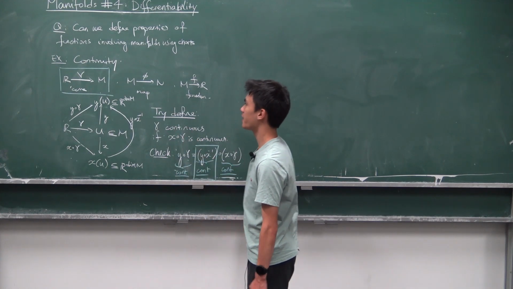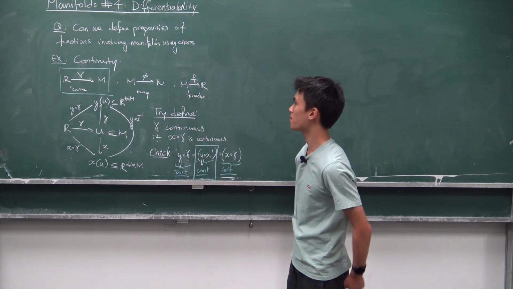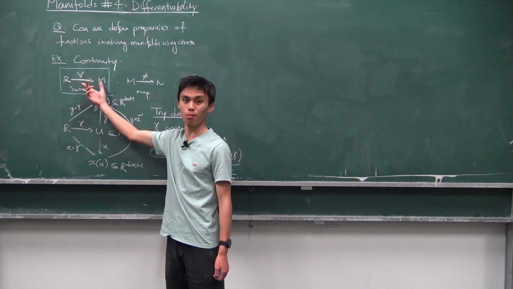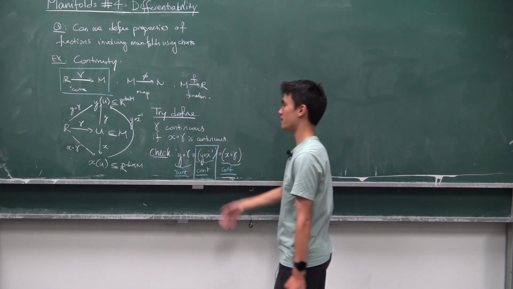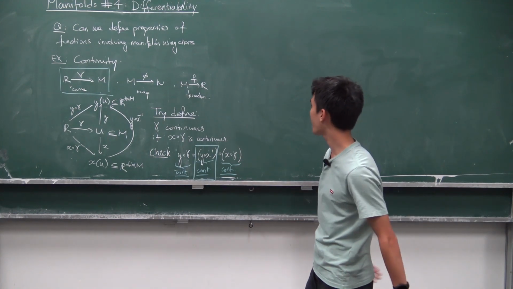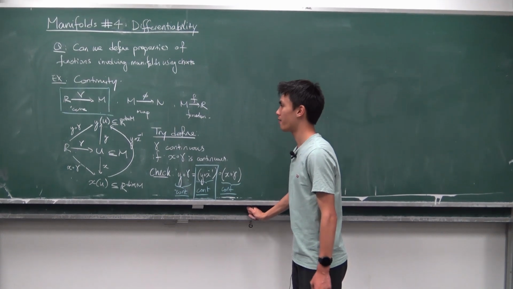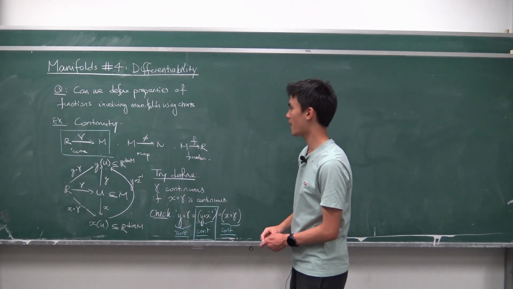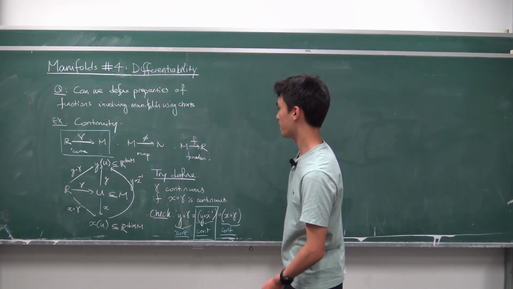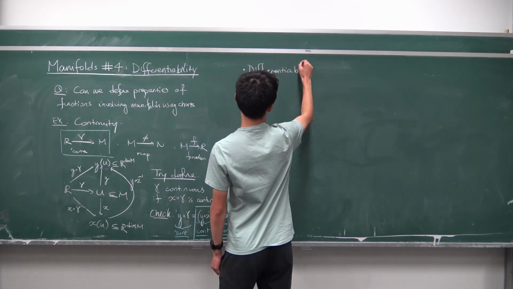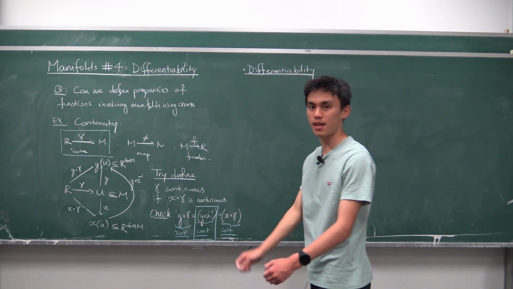Right, so it might seem a bit silly to define continuity in terms of charts because we already know what continuity means, because these are topological spaces. But this is the type of thinking that we'll need in order to define differentiability, which is what we'll do right now. So let's consider the exact same case now, but instead of continuity, we're going to take a look at differentiability. So let's take the exact same setup we had before.